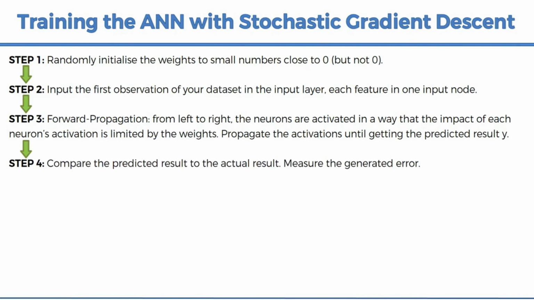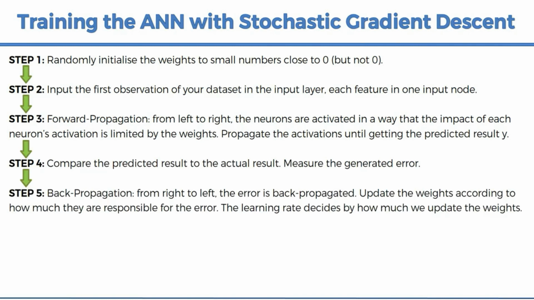Then compare the predicted result to the actual result, measure the generated error. And then you do the backpropagation. From right to left, the error is backpropagated. Update the weights according to how much they're responsible for the error. Again, you are able to calculate that because of the way the backpropagation algorithm is structured.